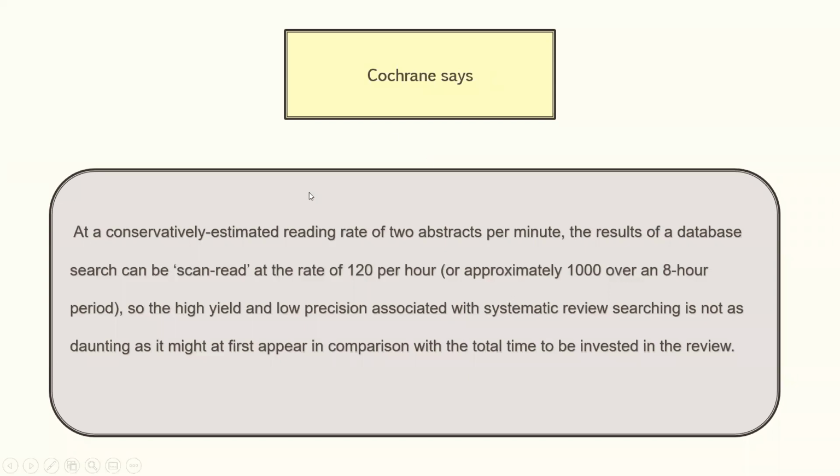According to Cochrane, the average rate, once you are experienced, of course, is 2 abstracts per minute to filter out. By that rate, you can do 120 per hour, so for 1,000 articles, it will take you 8 hours to filter 1,000 articles. So it doesn't seem that time consuming. But again, you have to rationalize based on your requirement of the literature search.